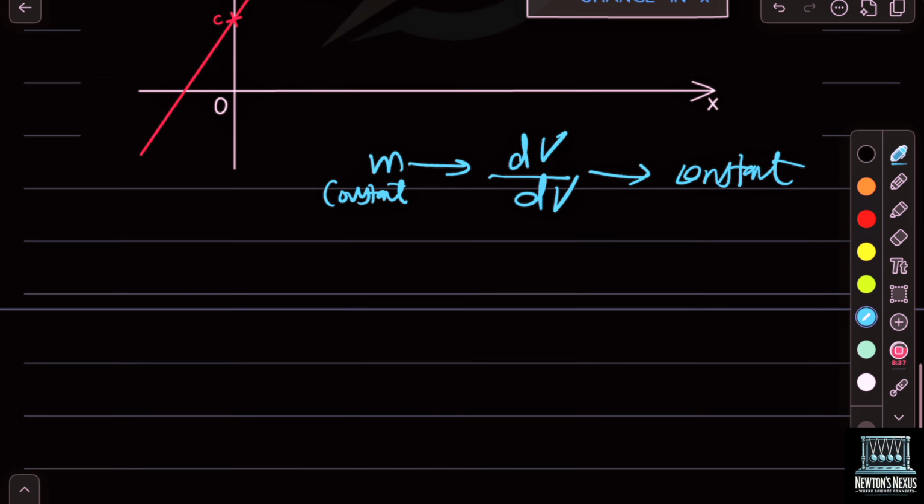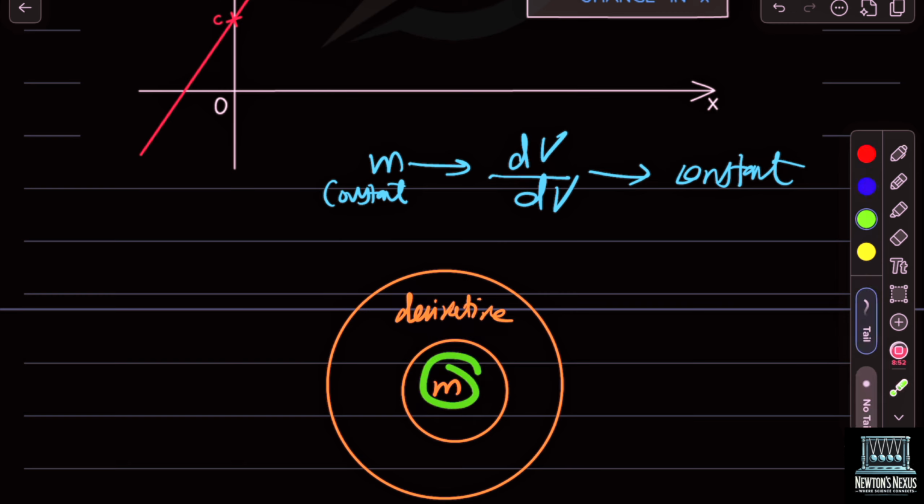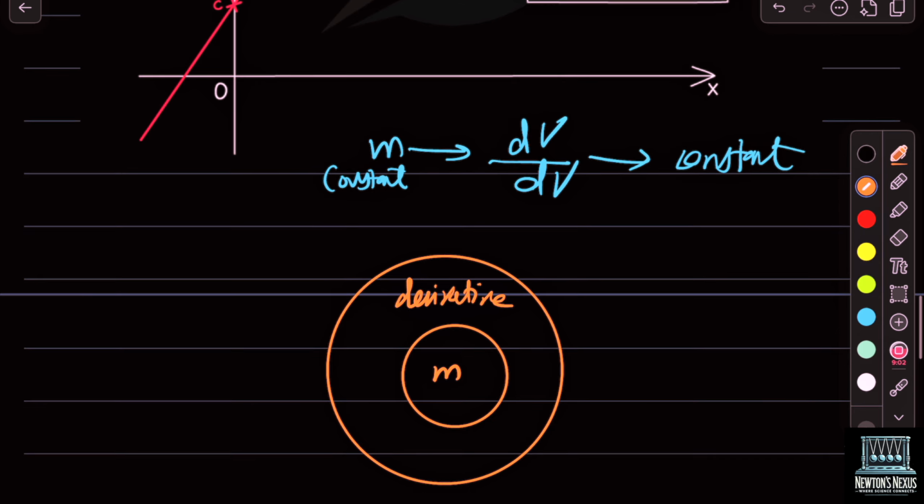If I were to draw a simple Venn diagram for you, or part of a Venn diagram, our gradient and derivatives are linked in some cases. Our gradient is always the derivative, but our derivative is not always the gradient. So gradient is basically the subset of the derivative.